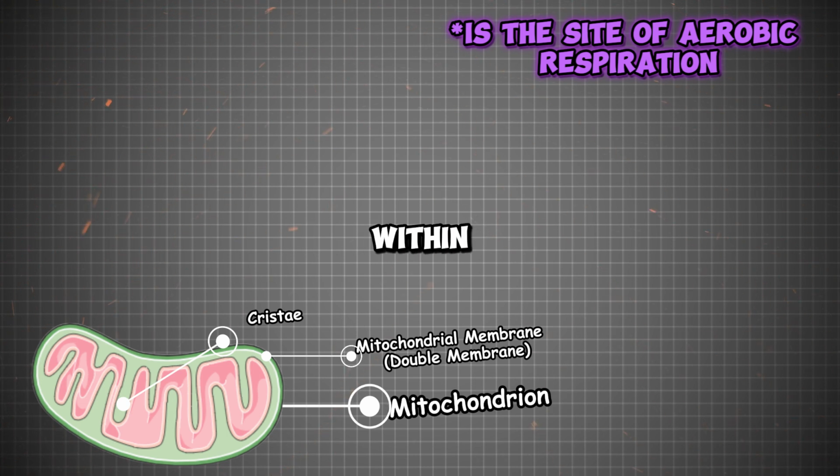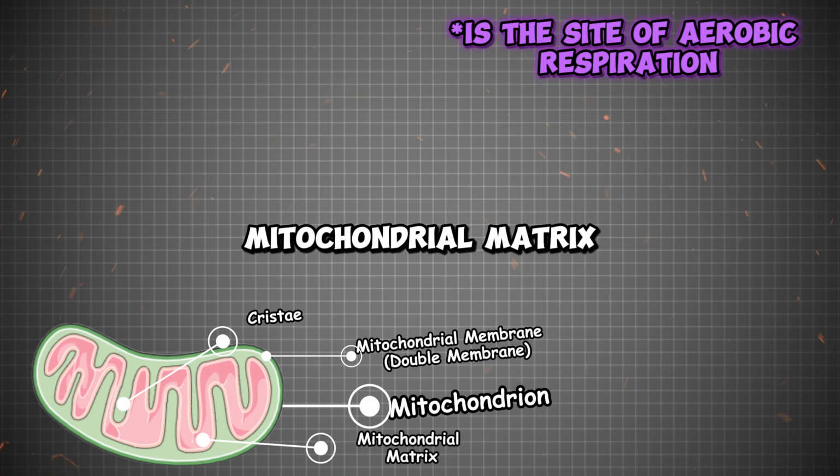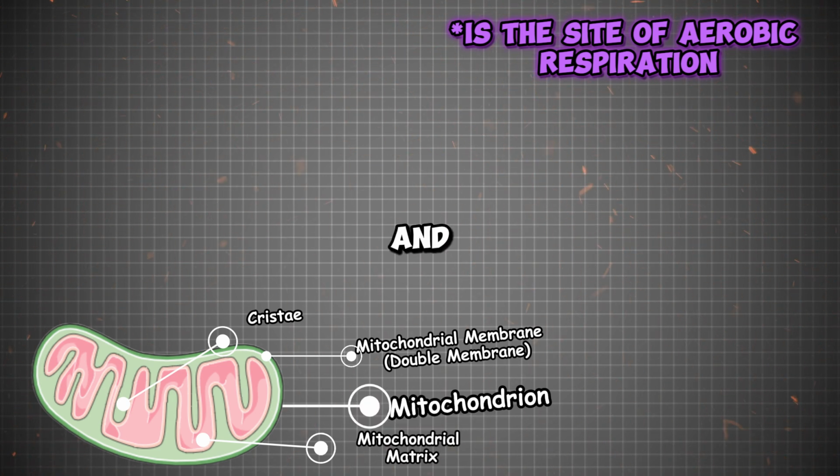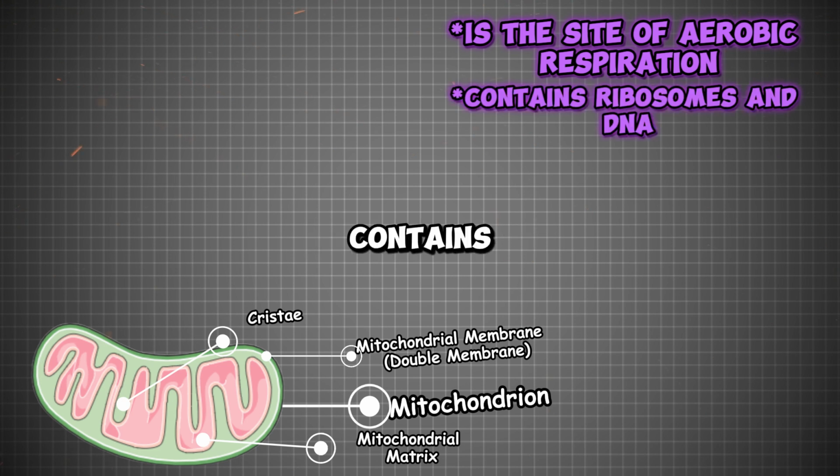The space between the membrane is called the mitochondrial matrix. It contains all the enzymes and stuff used for aerobic respiration. But interestingly, it also contains 70S ribosomes and small pieces of DNA.